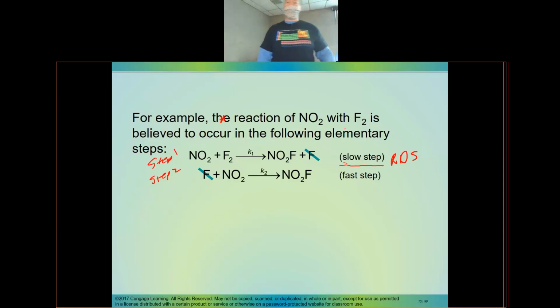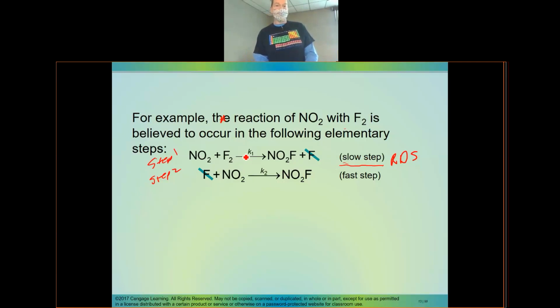All right, so if it takes 8 hours to drive to the store and 2 minutes to pick out the item, the rate determining step is the drive to the store. If the drive to the store is 2 minutes, but you're going to spend an hour in the store, then your rate determining step is the time that you were in the store. So the slow step, the step that takes the longest, that is what is determining the rate of the reaction.